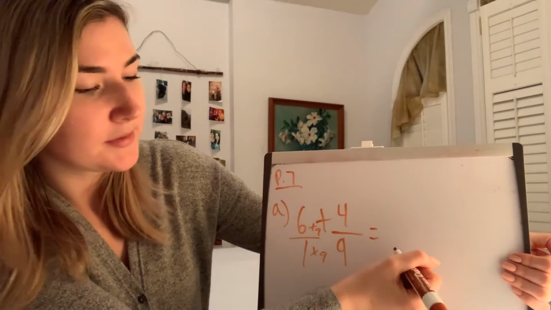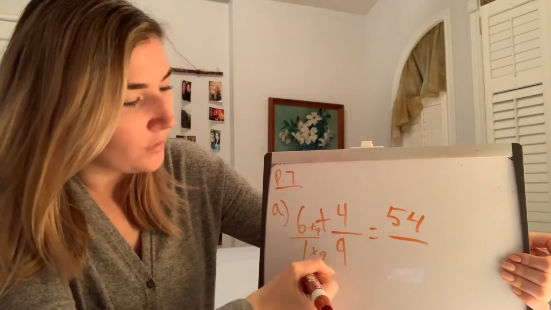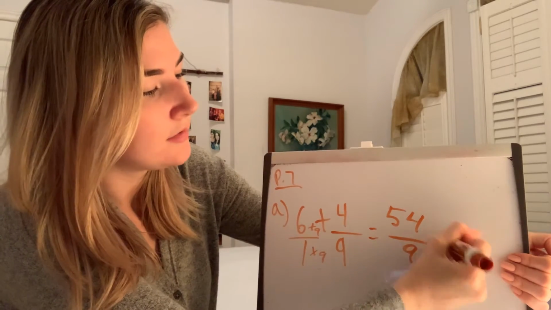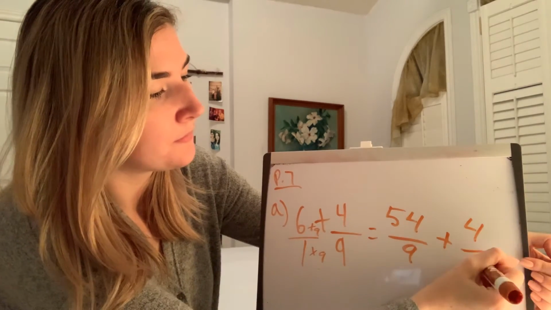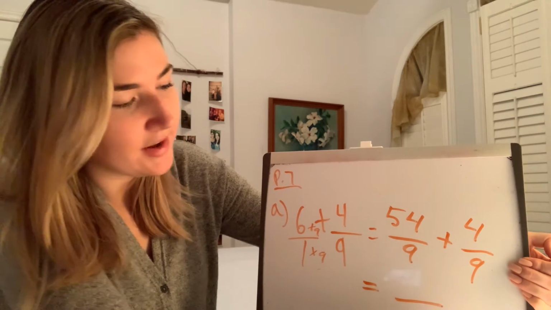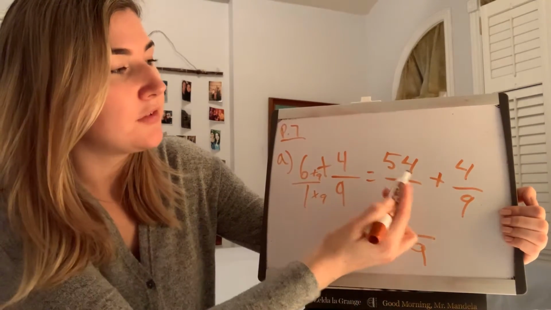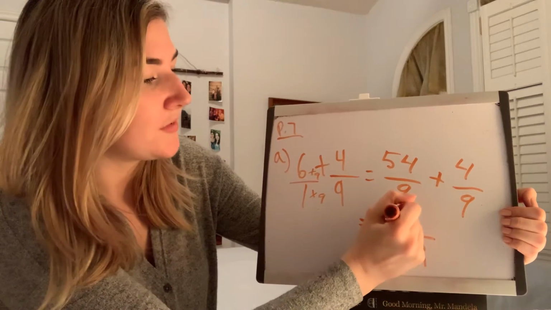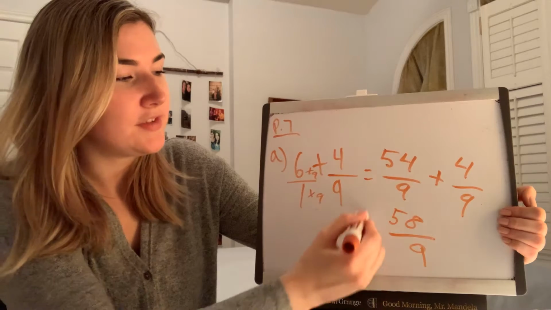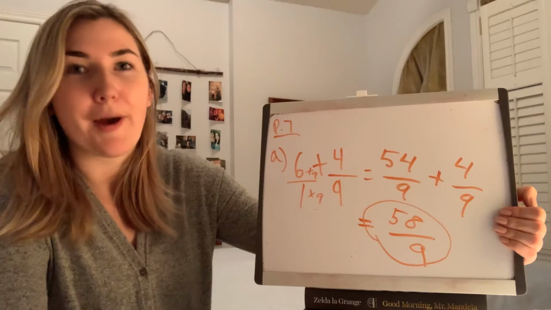So we know 6 times 9 equals 54. And 1 times 9 equals 9. And now we can add 4 over 9. So I know in our answer, of course, our bottom number will be 9, as it will stay the same. And 54 plus 4 equals 58. So there's our answer, 58 over 9. So now you can practice on B by yourself and come back for part 8.